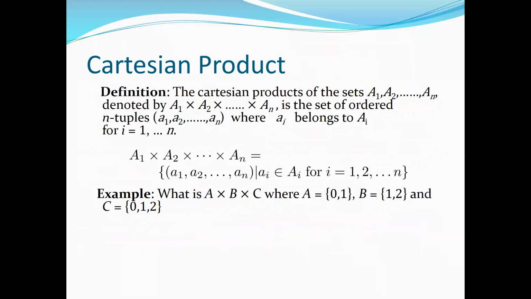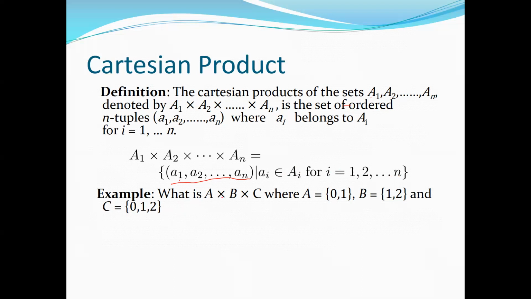Now let's move next. The Cartesian product of multiple sets A1, A2, A3, up to AN, denoted by A1 cross A2 cross A3 up to cross AN, is the set of ordered n-tuples (A1, A2, A3, up to AN), where Ai belongs to the set Ai for i equal to 1, 2, 3, 4 up to N. We can write mathematically that A1 cross A2 cross up to cross AN is the set of such ordered tuples (A1, A2, up to AN) such that each Ai belongs to the set Ai for i equal to 1, 2, 3, 4 up to N, right?